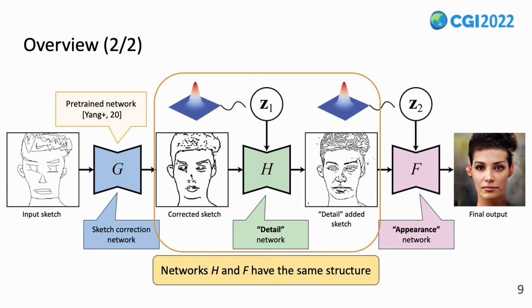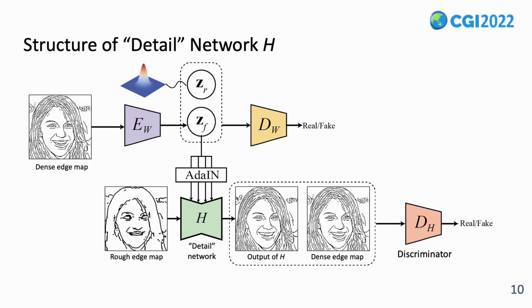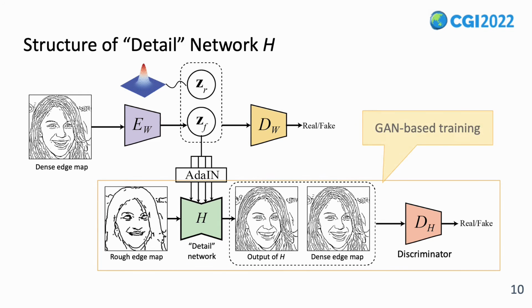Next, I explain the structure of networks H and F. Because H and F have the same structure, I explain H as an example. Here is the structure of the network H during training. Network H is based on the generative adversarial network, GAN. DH is a discriminator and it discriminates real and fake dense H maps.